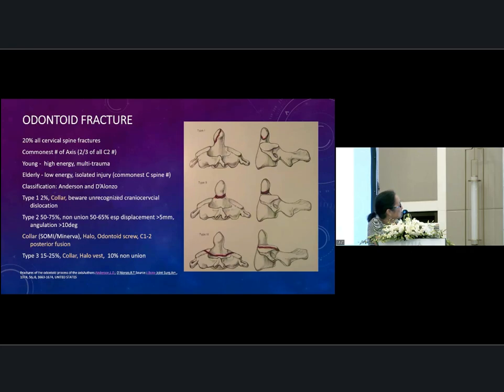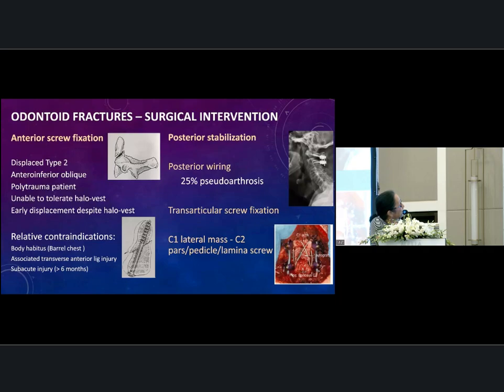And management can vary for the type 2 from anything from a collar to fusion, depending on the thought of stability. So with the odontoid fractures, when we think that they are unstable, surgical intervention is required, and the type of intervention can either be anterior or posterior. Anterior screw fixation is more favoured in patients who have displaced fractures that are not stable. If there's an anterior-inferior oblique fracture, there's more of a tendency of instability.